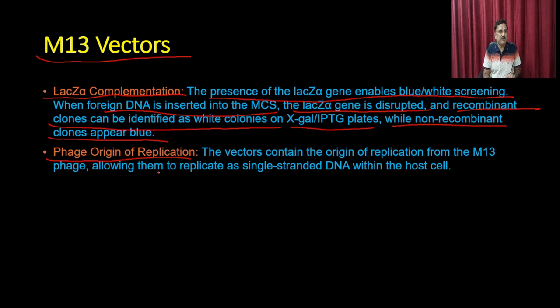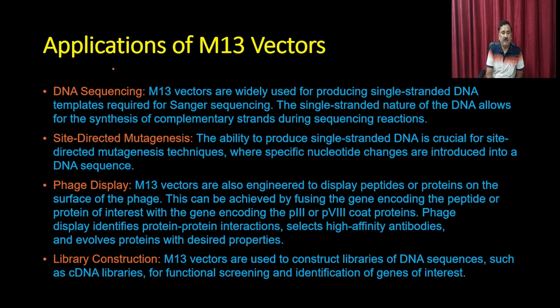Then we have the phage origin of replication. The vector contains the origin of replication from the M13 phage, allowing it to replicate as single stranded DNA within the host cells. What are the applications of the M13 vectors? So, it is used for DNA sequencing, it is used for site directed mutagenesis, and it is used for phage display and library construction.